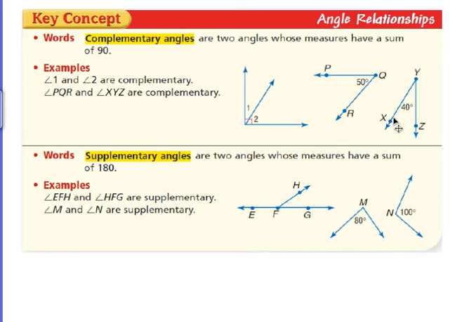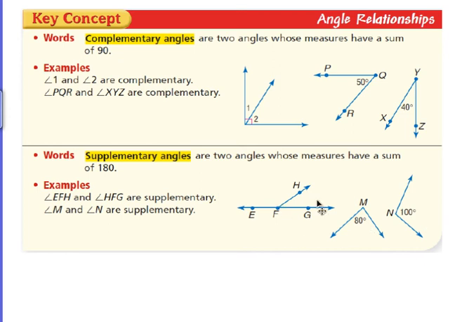And this is another example of complementary angles. PQR is complementary to angle XYZ or ZYX. Why? Because 50 plus 40 is 90. Same thing here. These two angles are considered supplementary, even though they're not adjacent. So they can't be linear pair, but they're still supplementary because angle M and angle N add up to 180 because 100 plus 80 is 180.